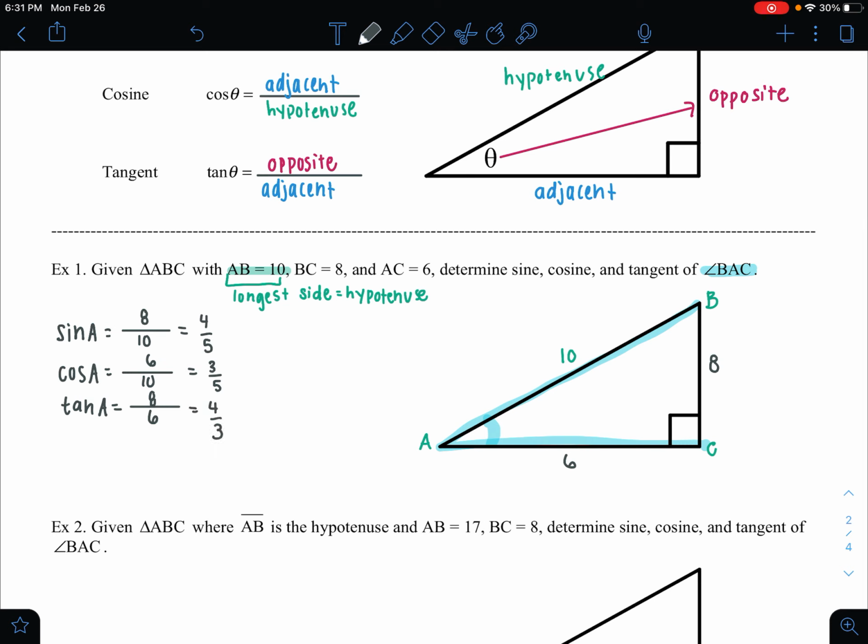All right, so go ahead, check. Did you get those right? So those trig ratios satisfy the sides. Go ahead now and label the triangle for ABC.